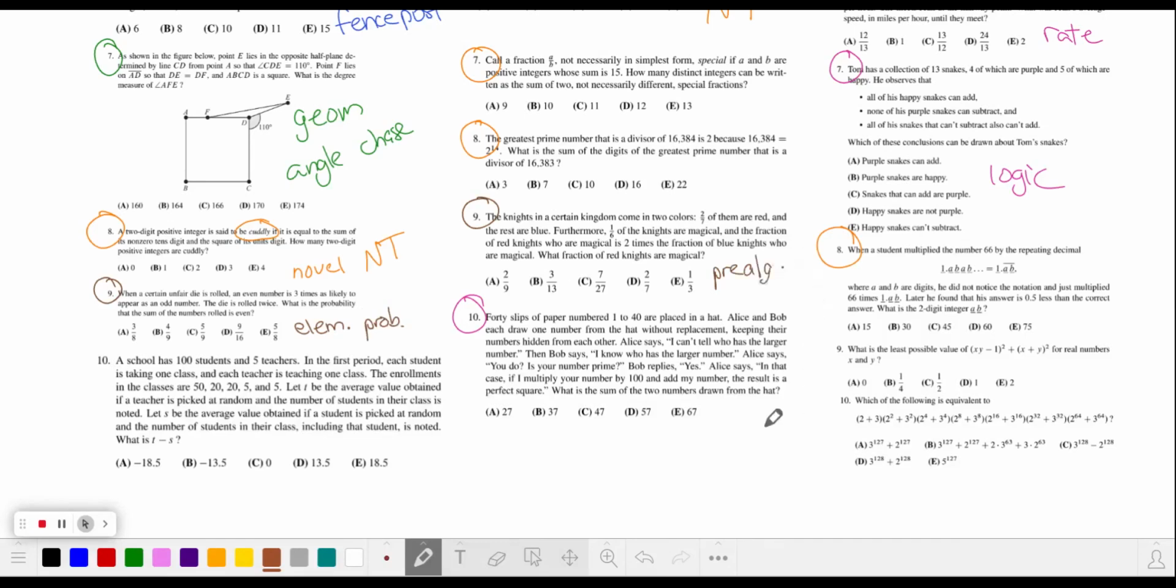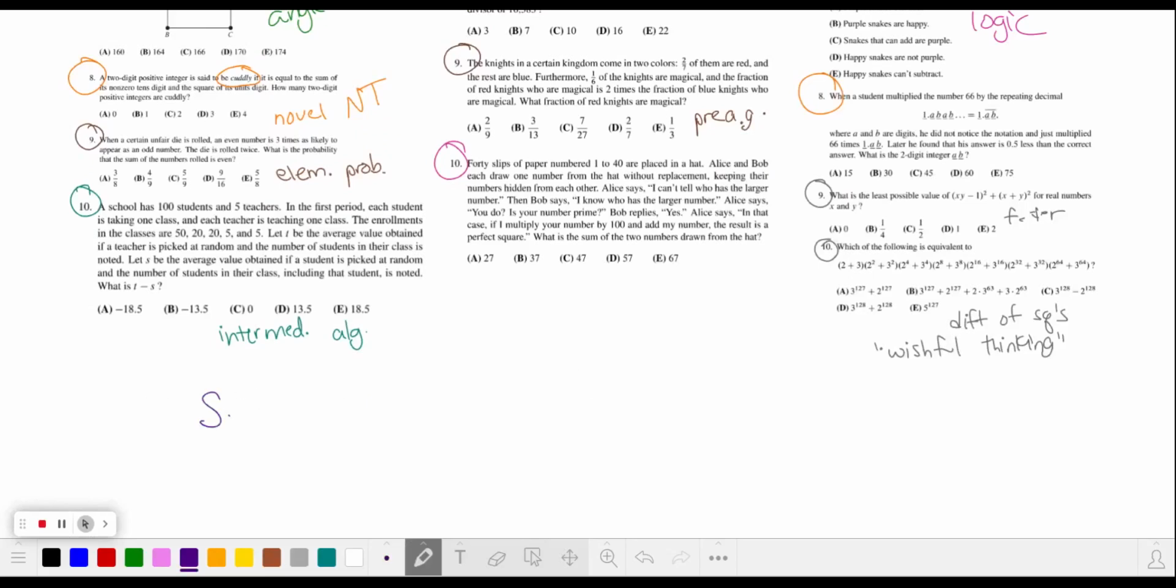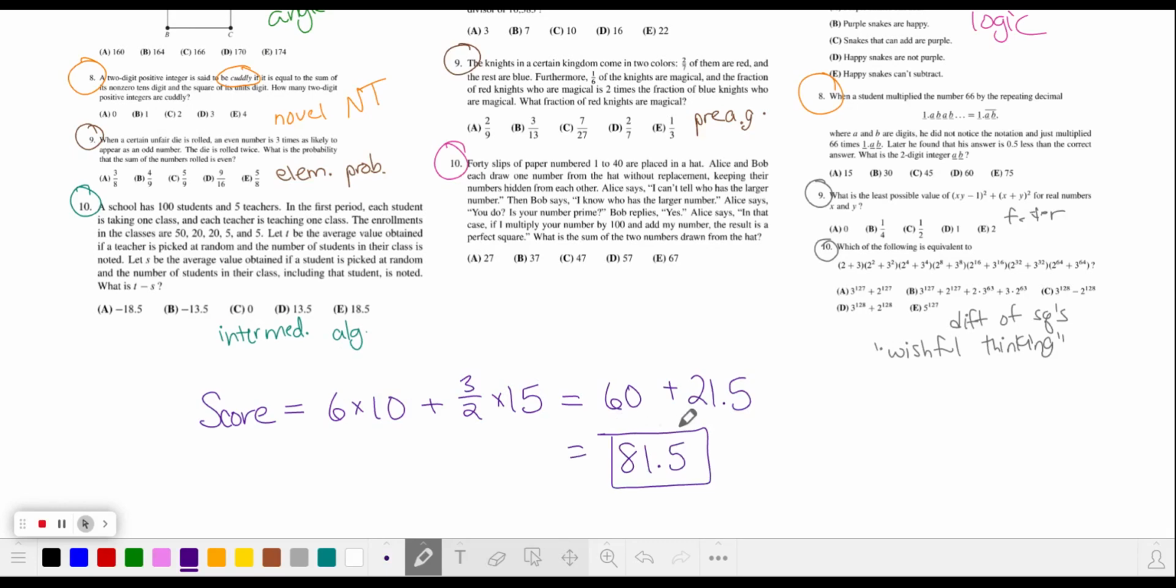I'm not really sure. This one tests your ability to factor, and in particular, this one tests your knowledge of difference of squares and also what we call wishful thinking. And finally over here, we've got some intermediate level algebra to solve number 10. Let's calculate your score if you're able to answer all the first 10 problems. So you'll get 6 points for each of these. And if you leave the rest of them blank, that's 1.5 points for the remaining 15 problems. This gives you a score of 81.5.